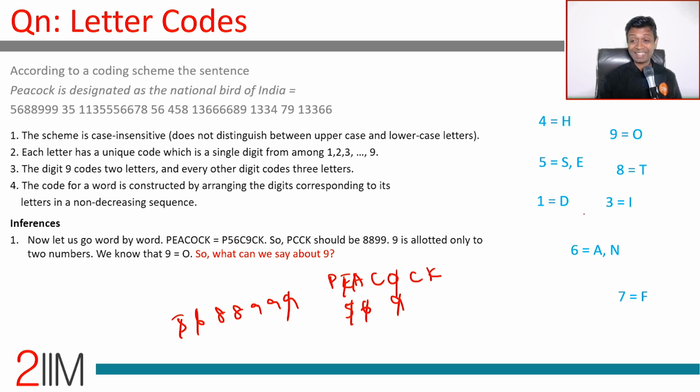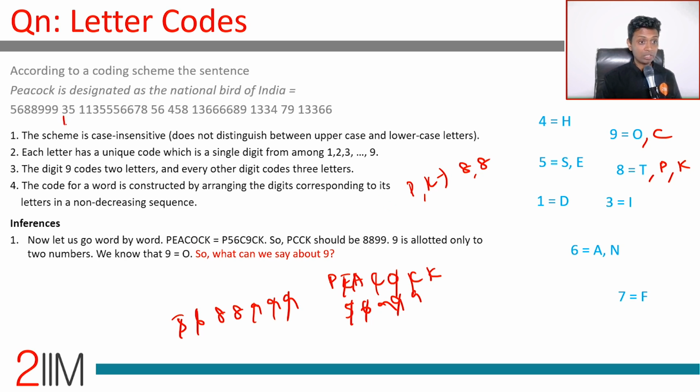Remember, 9 goes with only 2 letters. So 9 has to be C. Wonderful. Why has 9 to be C? If C were 8, then K and P would have to be 9. 9 would then have 3 letters. That's not possible. 9 has only 2 letters. So 9 has to be C. So P and K are 8 and 8. Brilliant. We've got PEACOCK completely covered.